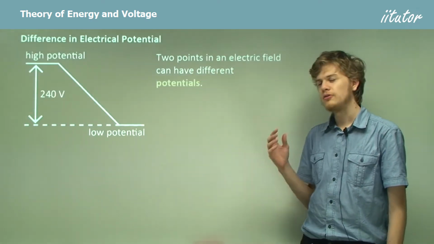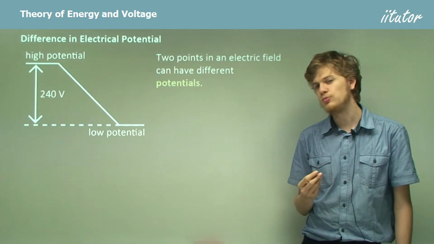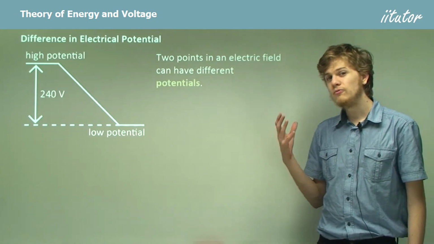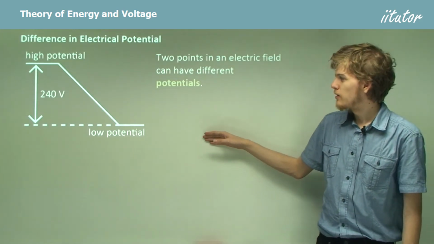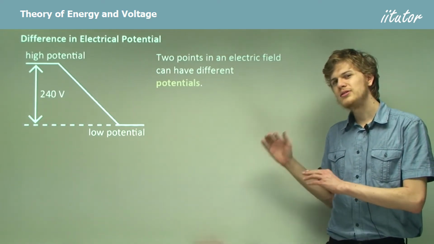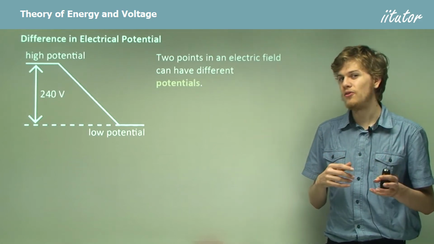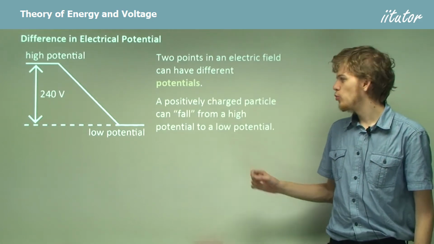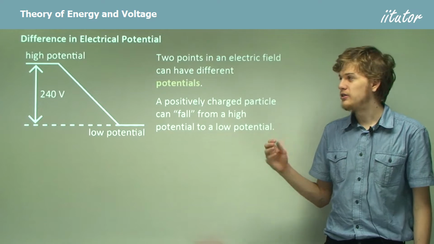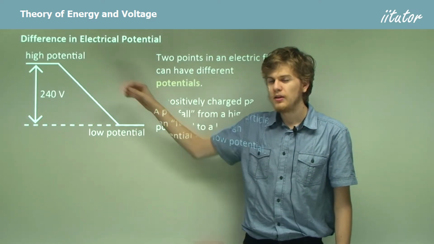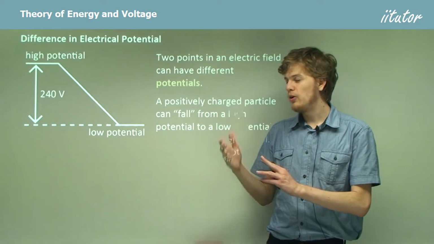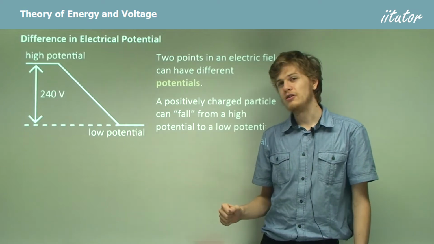Now, 2 points in an electric field can have different potentials, is what we call them, instead of saying they have different heights. So we can visualize the potential something like this. We might have something with a high potential and something with a low potential. We don't know exactly what numbers to assign to this potential, is the thing. Now, a positively charged particle will be able to fall from a high potential to a low potential. It'll have a large amount of potential energy at the high potential, which means it'll want to roll down the hill to the low potential. It'll be repelled by the positive plate and attracted by the negative plate.